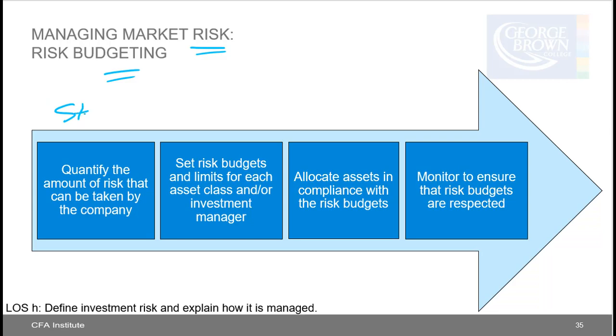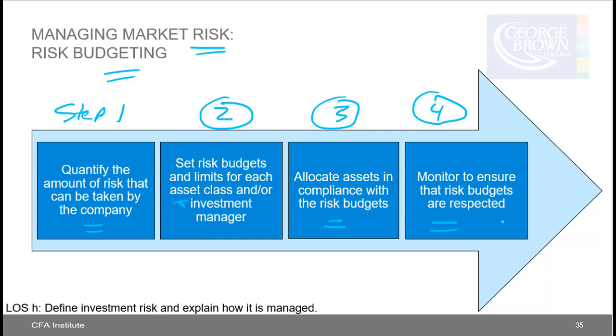So step number one is to quantify the amount of risk that can be taken by the company at the whole, at the top level, the company. Step number two is to set risk budgets and limits for each asset class and/or investment manager. Step number three is then to allocate assets in compliance with the risk budgets. And finally, number four, of course, is to monitor to ensure that risk budgets are respected.